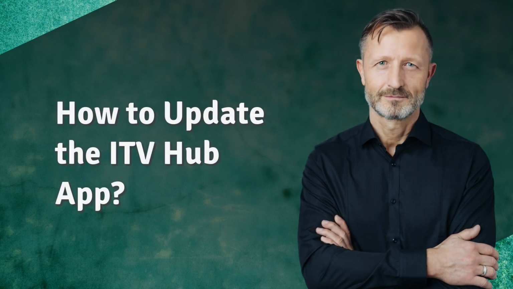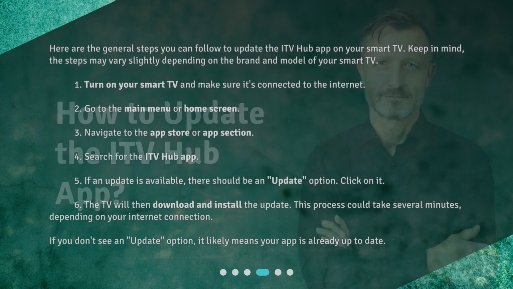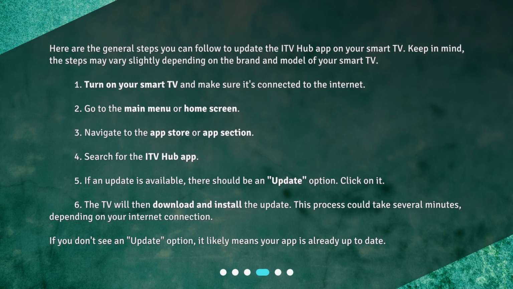How to update the ITV Hub app? Here are the general steps you can follow to update the ITV Hub app on your smart TV. Keep in mind, the steps may vary slightly depending on the brand and model of your smart TV. 1. Turn on your smart TV and make sure it's connected to the internet. 2. Go to the main menu or home screen. 3. Navigate to the App Store or App section. 4. Search for the ITV Hub app.